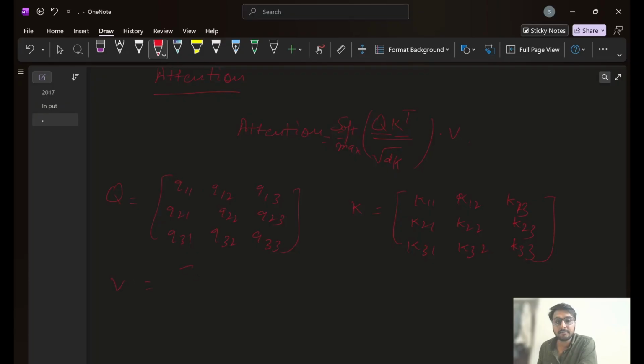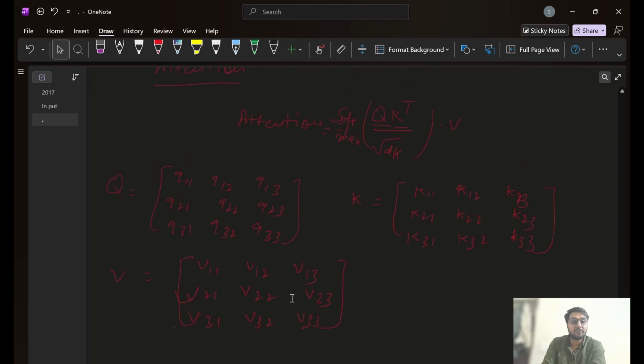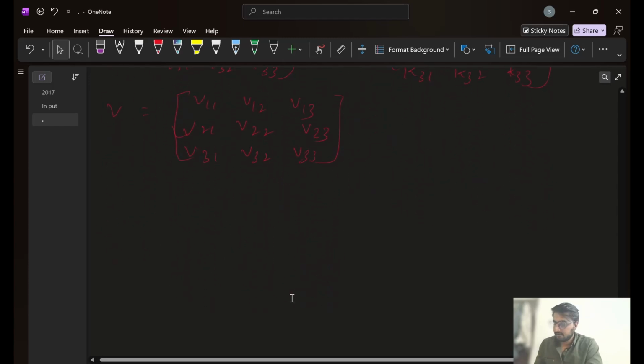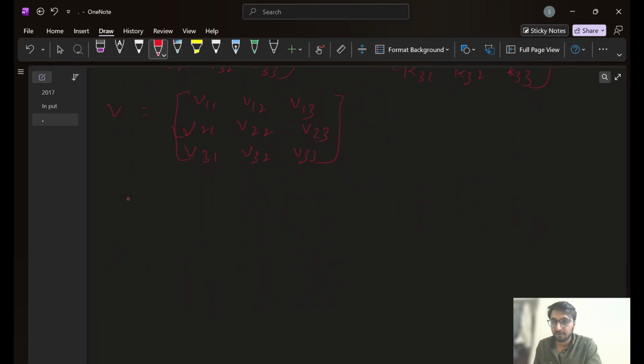Similarly, we can stack up the V values: v11, v12, v13, v21, v22, v23, v31, v32, v33. This is our value matrix. We stack up all the query, key and value matrices to make 3 by 3 matrices, so that it is easy for all of us to understand. Now I write query times key transpose.